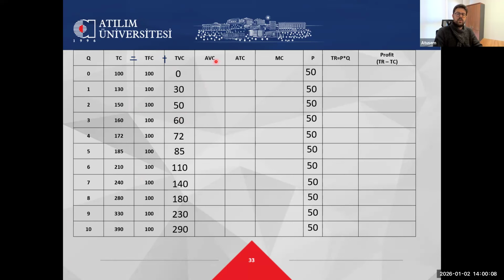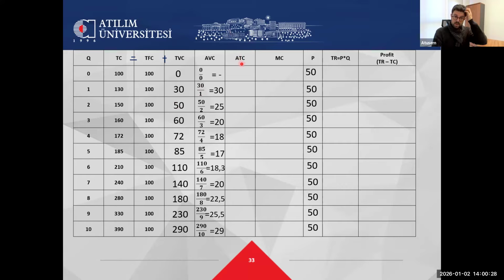What is the average variable cost? Total variable cost divided by quantity. So 0 divided by 0, undefined. 30 divided by 1. It's going to be like that. 50 divided by 2. Average total cost. Total cost divided by quantity. 100 divided by 0, undefined. 130 divided by 1. It's going to be like that.